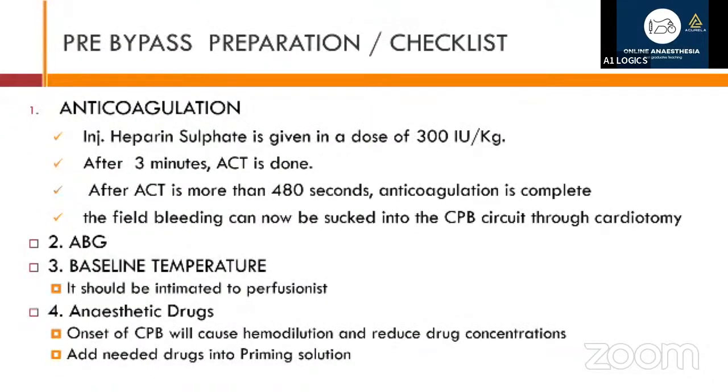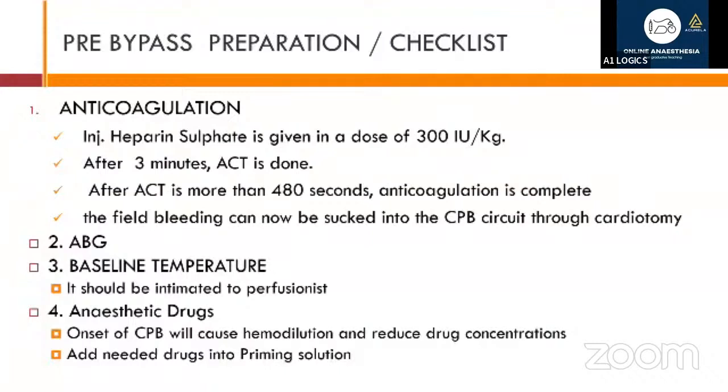I have already told you, for the pre-bypass period, you have to give full anticoagulation. For that, you have to give heparin in a dose of 300 units per kg. After 3 minutes, you have to do an activated clotting time. See, heparin will deal with the intrinsic system. For the intrinsic system, the test is APTT.